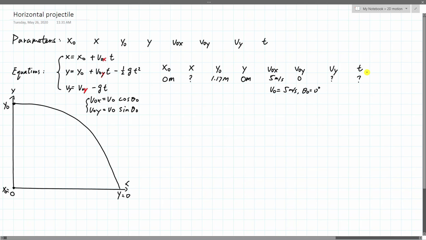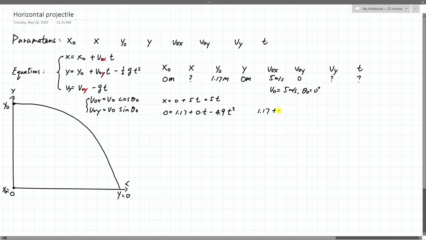So the next step is to put the parameters into the equations. So we start from this equation. So x is equal to 0 plus 5t. Okay, so that's equal to 5t. We can solve it. 2 unknowns, right? X and t. And the next equation, y, the final y is 0, landing on the ground. And initial y is 1.17. Initial y velocity was 0, 0t, minus 1/2 g is 4.9, half of 9.8 t squared. Okay, so this can be solved. There's only one unknown t, and this 0 times t, that's a 0. So let's go ahead and solve it already.